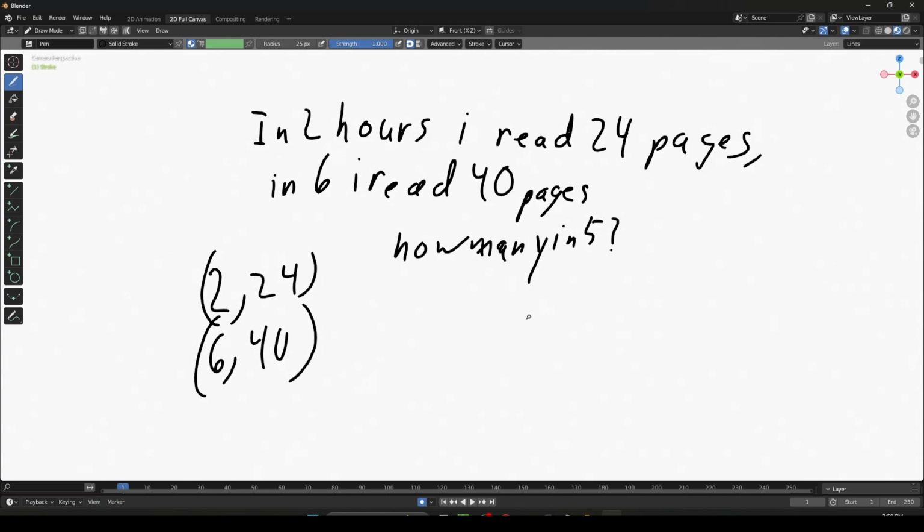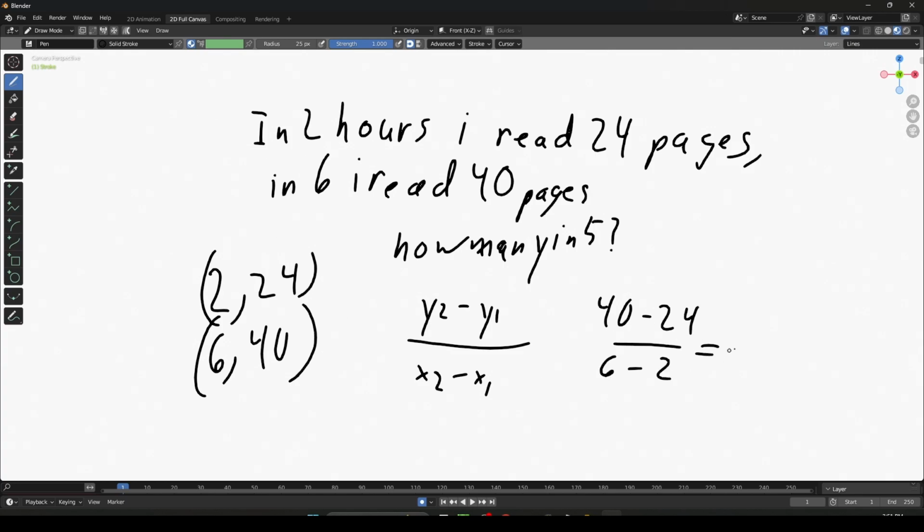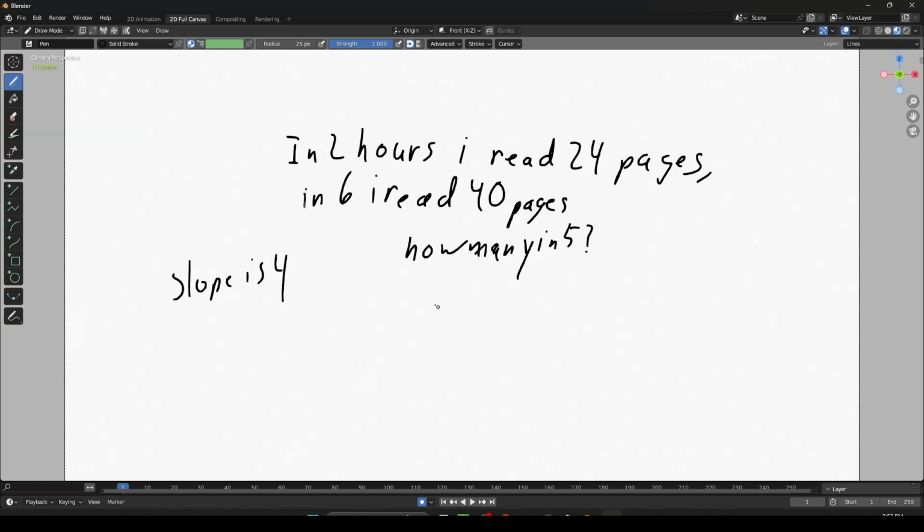Right? So let me do the math. It's y1, y2. Now that you have these coordinates, you have to find the slope. How many pages am I reading per hour? For that one, y2 minus y1 over x2 minus x1. So I'm going to do 40 minus 24 over 6 minus 2. That simplifies to 16 over 4. 4 is my slope.